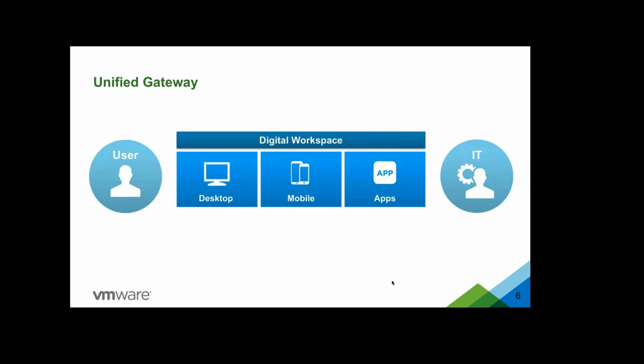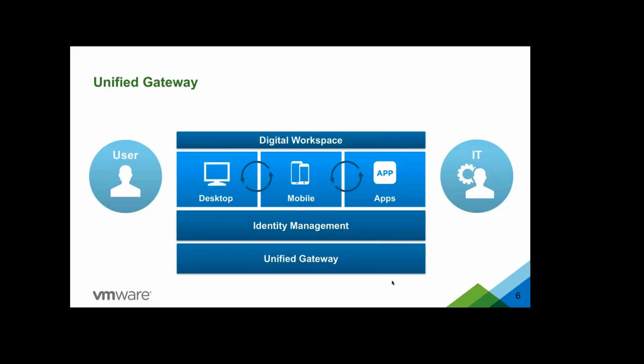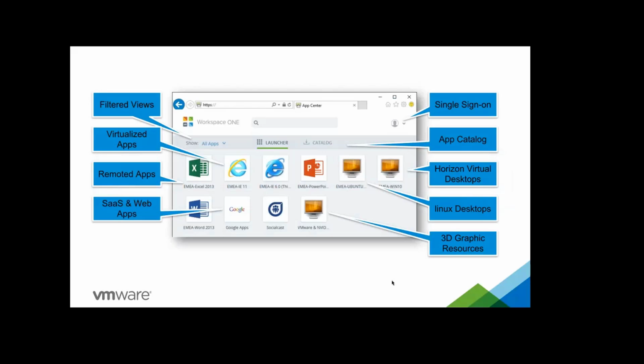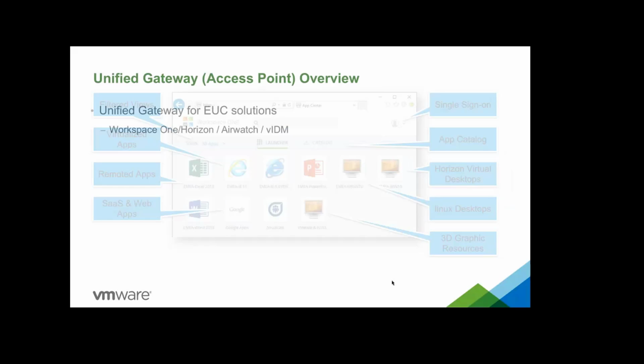For this digital workspace, VMware has three main pillars: desktop portfolio, mobile portfolio, and content collaboration portfolio. They are tightly bundled together by single sign-on provided by Identity Manager, and access infrastructure is provided by Unified Gateway. To access all these applications, Workspace ONE provides you a single catalog from which you could launch your SaaS apps, your mobile apps, your Horizon apps, and all other apps. This provides a single pane of glass for launching any kind of apps.